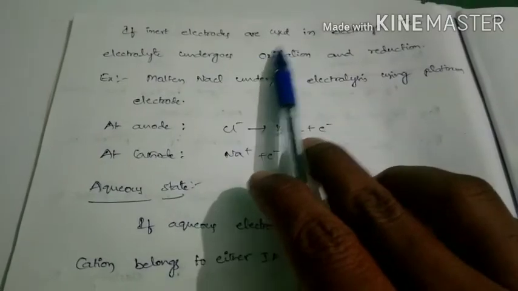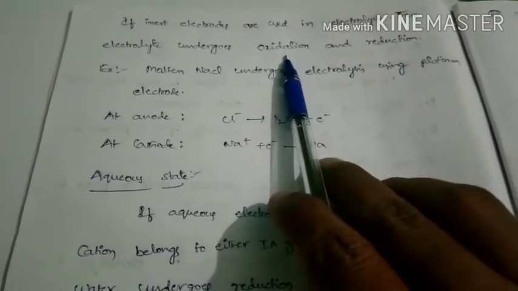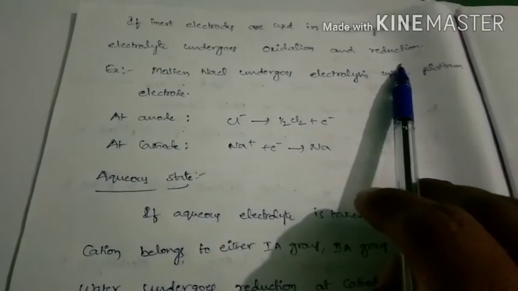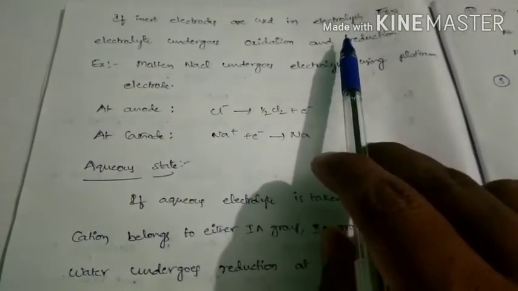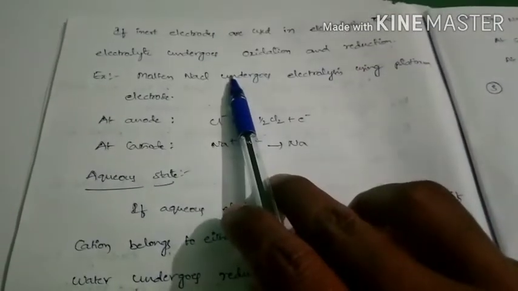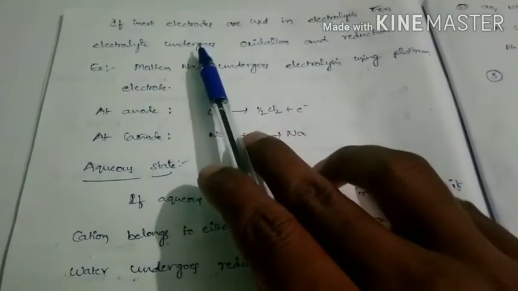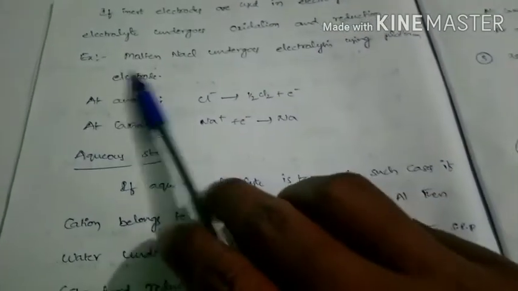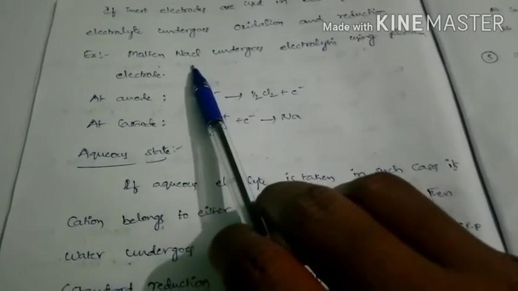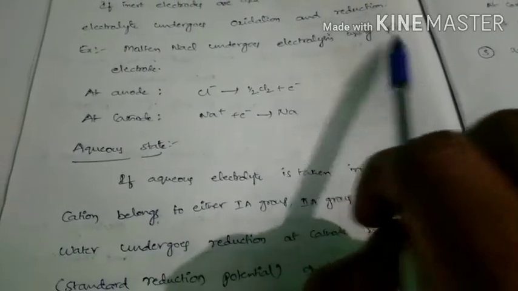If inert electrodes are used in electrolysis, then the electrolyte undergoes oxidation and reduction. But in the case of active electrodes, the electrodes undergo oxidation and reduction. Here the electrolyte undergoes reduction and oxidation in the case of inert electrodes. For example, molten NaCl. Molten means fused state. Molten NaCl undergoes electrolysis using platinum electrodes.